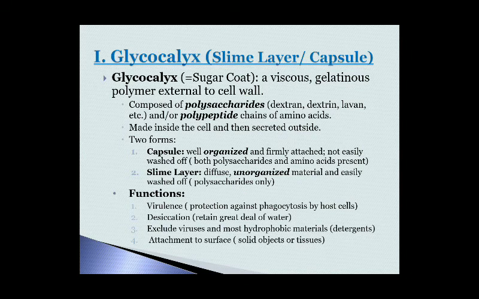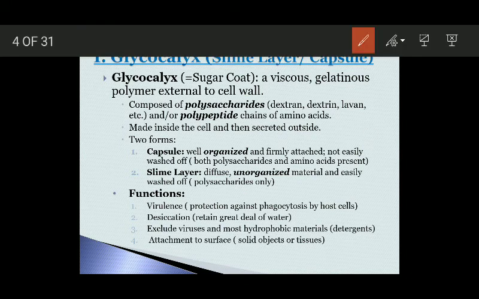Glycocalyx is the outermost coat of the bacterial cells. It is composed of sugars; that's why it is known as the sugar coat. It is a viscous, gelatinous polymer and is present external to the cell wall. You will find the glycocalyx placed at the outer surface of the cell wall. It is composed of polysaccharides including dextran, levan, etc., and polypeptides which are made up of amino acids.